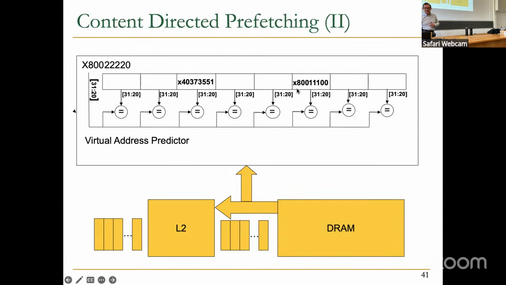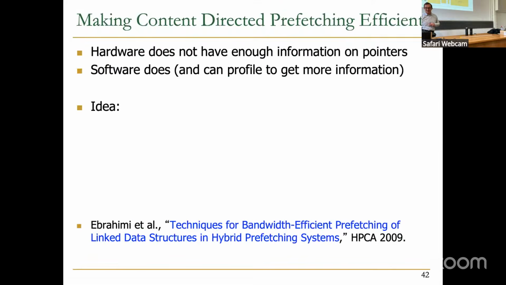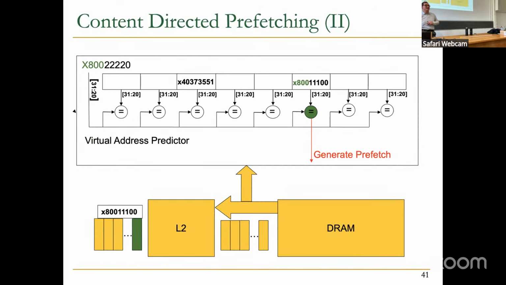And these, if the top 12 bits match, in this case they match, as you can see. The other ones don't match. Then you take that address and generate a prefetch. Of course, you need to go through the virtual to physical address translation to do this. So that's the idea, basically. Sounds good, right? Very clever.